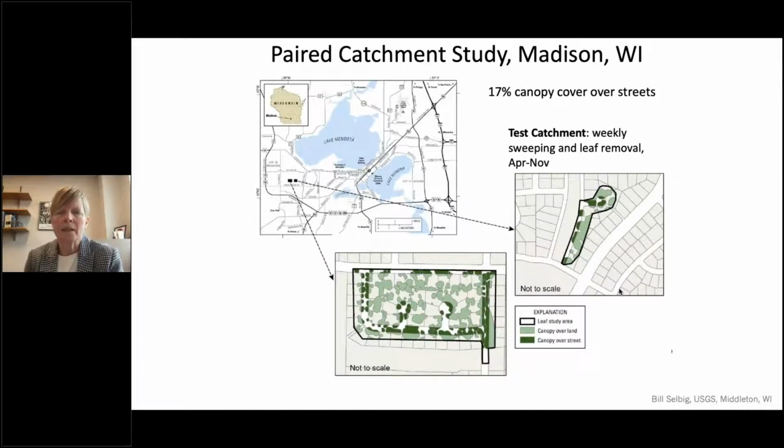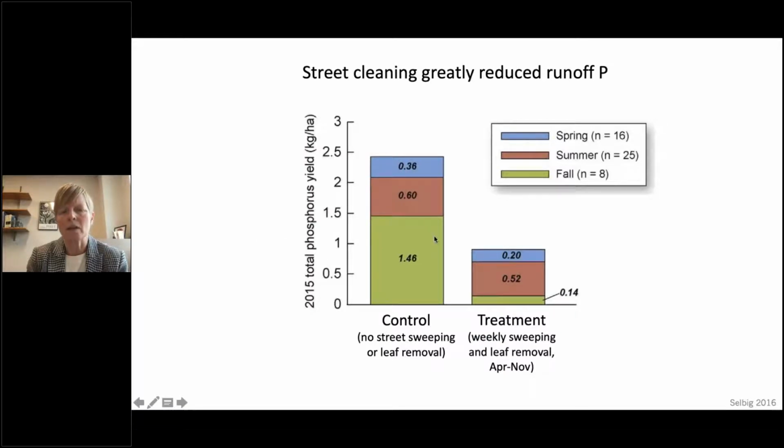I want to highlight a study that was done by Bill Selbig in Madison, Wisconsin. Bill set up a paired catchment study in a residential neighborhood. There was a small residential catchment that just received the regular street sweeping, and then he had a test catchment with similar canopy cover where he augmented the street sweeping to do weekly sweeping and leaf removal all the way through the growing season. What he found was that street cleaning greatly reduced the total phosphorus yield from the catchment. This was particularly true in the fall, but there was also a reduction in the spring and summer.